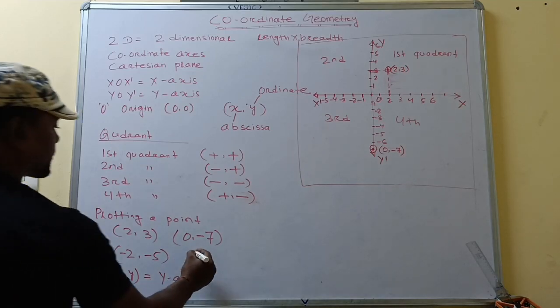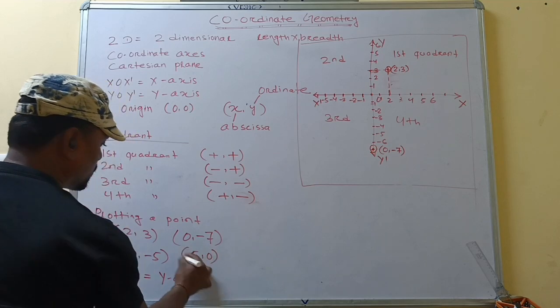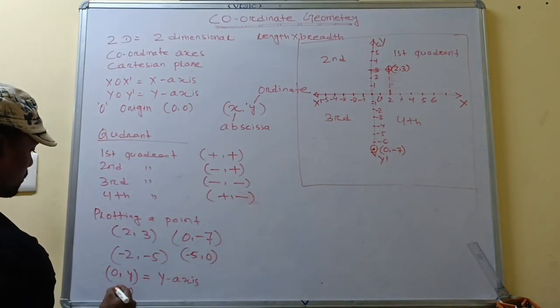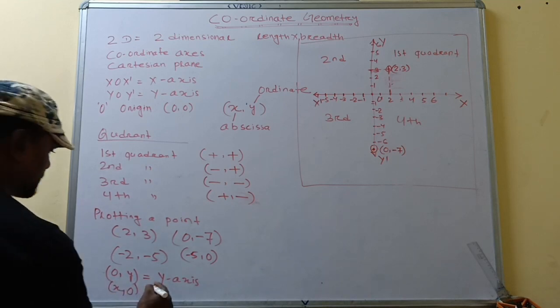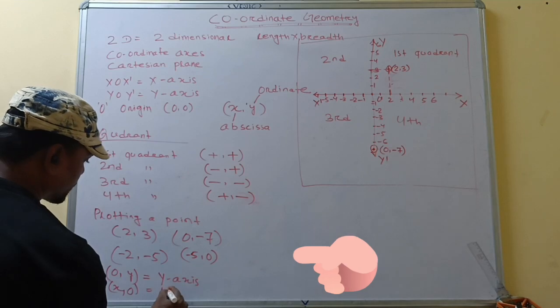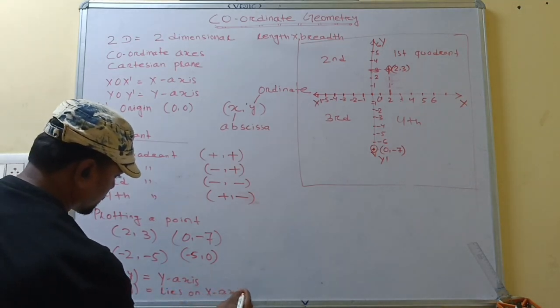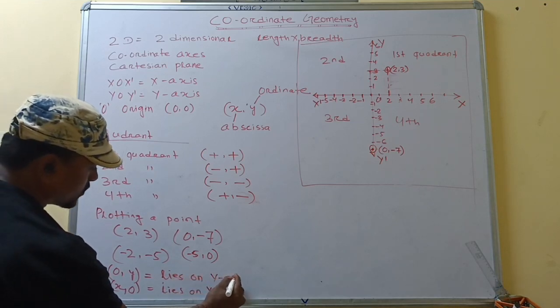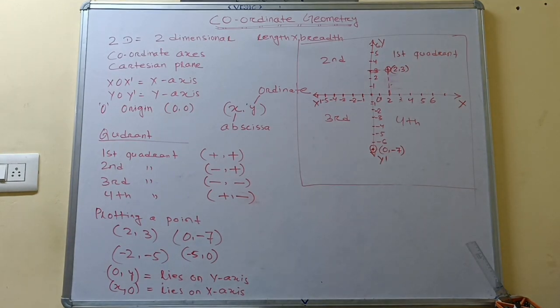Similarly, if I take minus 5, 0, then the y coordinate is 0 but the x coordinate is any integer. At that time it will clearly lie on the x axis. So (0, y) lies on the y axis and (x, 0) lies on the x axis.